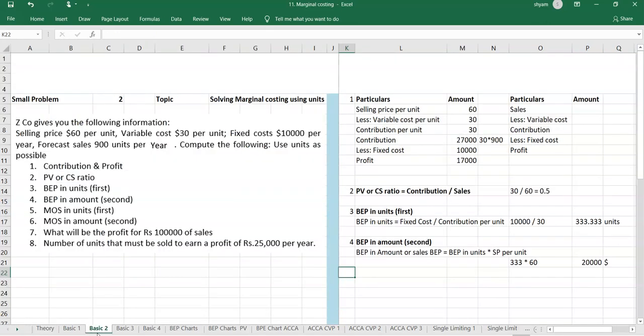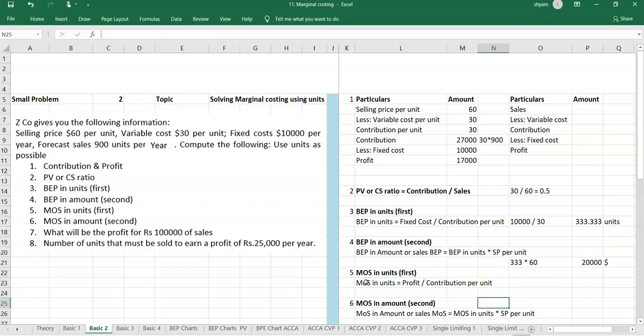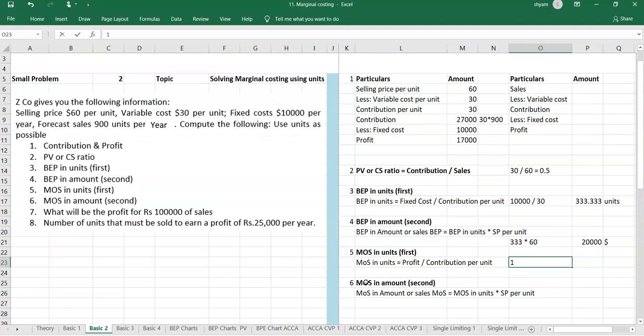We'll copy it. We'll paste it. Okay, done. This is our fifth formula. This is our sixth one. So let's get the answer. So the answer is profit, 17,000, divided by contribution per unit, which is 30. So that will give us our answer. So if you see, this is the profitable sales. Okay, this is the profitable sales.